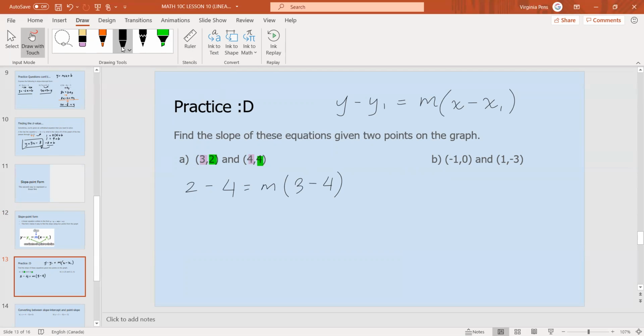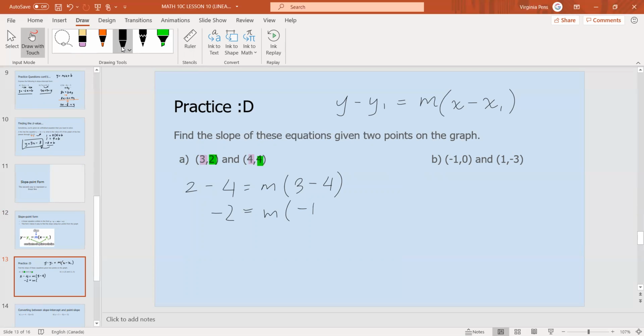Remember BEDMAS. What most people are tempted to do is just multiply this in, but we have to do the brackets first. On the left side, it doesn't matter because there are no brackets, so we can just do the equation, which is just 2 minus 4, which is -2. But on the right side, we have to do the brackets first.